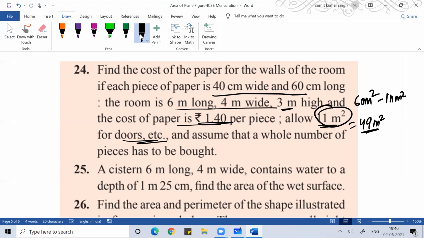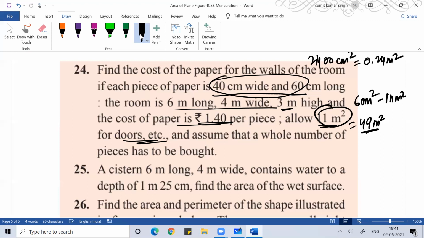Then we have to find the area of the wallpaper. The paper is 2400 centimeters square, so in meters that will be 0.24 meters square. These units are very important: 1 meter square is equal to 10 to the power 4 centimeters square. So this is 0.24 meters square, the paper. And the area of the room which needs to be papered is 49 meters square.